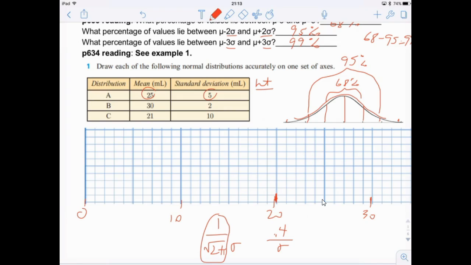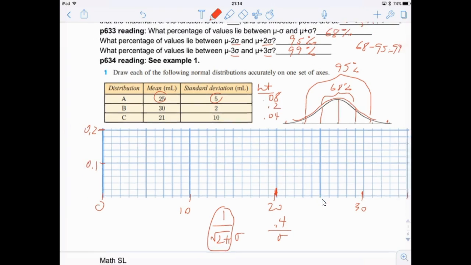For the first one, it's 0.4 divided by 5, which is 0.08. For the second one, it's 0.4 divided by 2, which is about 0.2. And finally, 0.4 divided by 10 is 0.04. So when we map the heights, we're going to make the tallest one 0.2, and then this will be 0.1. That's going to help us map each one of these.